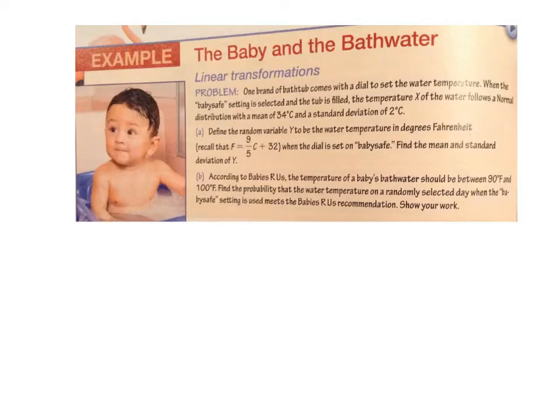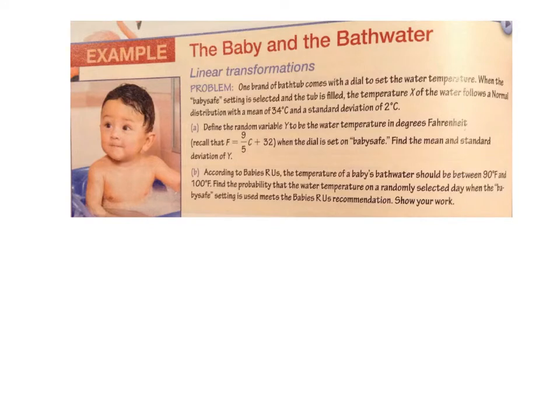So this example here is called the baby in the bathwater. One brand of bathtub comes with a dial to set the water temperature. When the baby safe setting is selected and the tub is filled, the temperature X of the water follows a normal distribution, so that's important to us. It follows a normal distribution with a mean of 34 degrees Celsius and a standard deviation of 2 degrees Celsius. Set the random variable Y to be the water temperature in degrees Fahrenheit. Remember, this is our formula here for calculating temperature from Celsius to Fahrenheit. When the dial is set on baby safe, find the mean and standard deviation of Y.